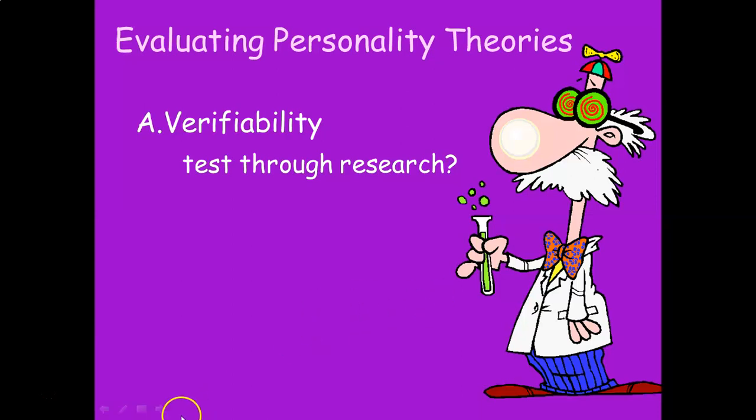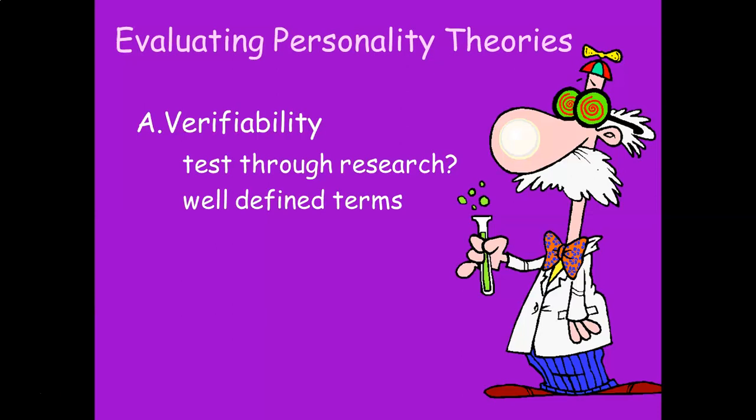One way to think about whether this is true or not is whether the terms are well defined. Are the concepts clearly defined? Are they logically related? For example, id, ego, superego is pretty difficult in terms of verifiability because how do you define those? They're parts of the mind, parts of the personality. You can't see them, we can't measure them directly like a blood test. So it's pretty tough to verify Freud's theory through research.